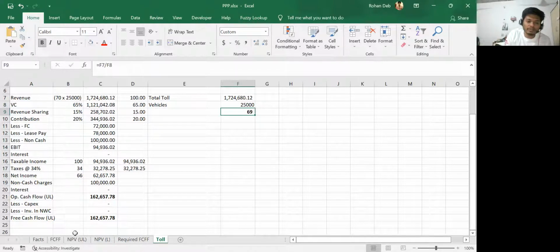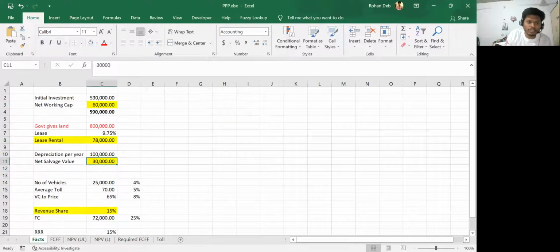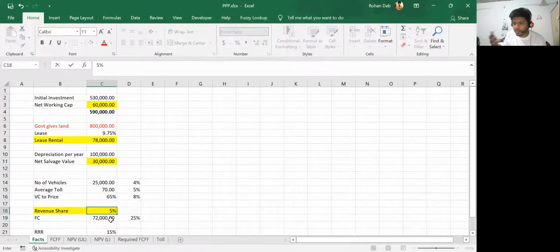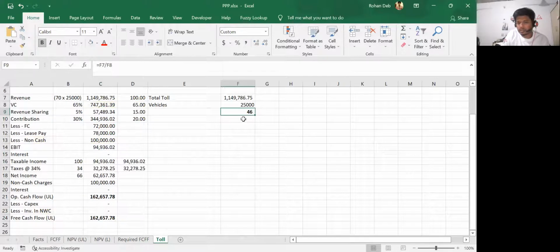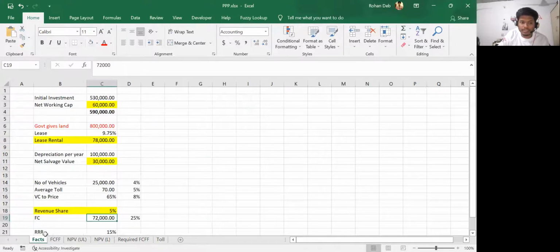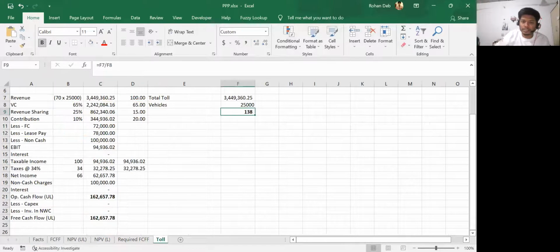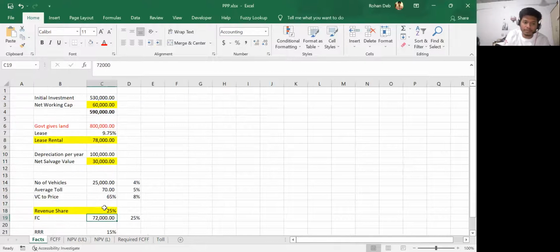Now the question may give you different facts. So instead of this fact of 15% share, it can say you only give the government 5% revenue share. In that case, what is the break-even toll? Now, because my entire sheet is linked, when I put 5% over here, you can see the toll has changed to 46. If I change this revenue share to 25%, in that case, you can see the toll will change to 138. So these are things that will automatically happen if you change the figures.